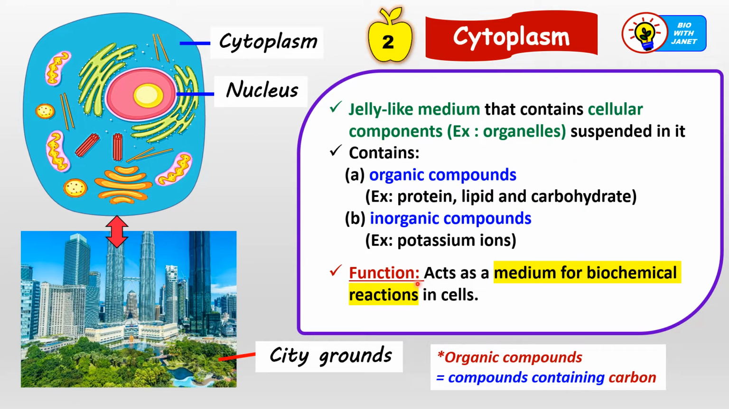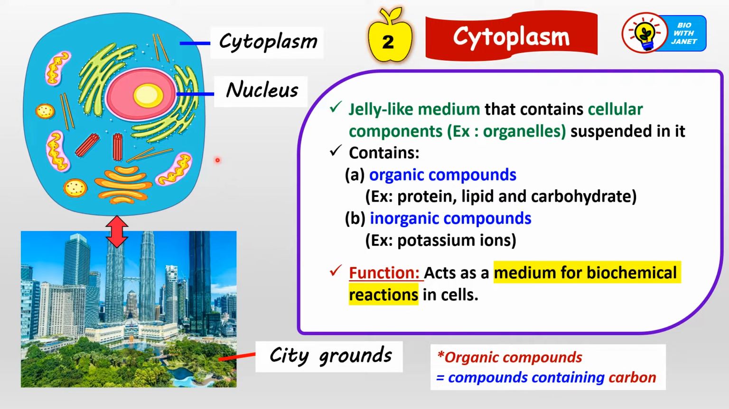So what is the function of the cytoplasm? The cytoplasm is important because it acts as a medium, the location for biochemical reactions in the cells. For example, some reactions involving cellular respiration occur in the cytoplasm, whereas other reactions involving cellular respiration occur in the mitochondria. So the cytoplasm is the medium for biochemical reactions in cells.